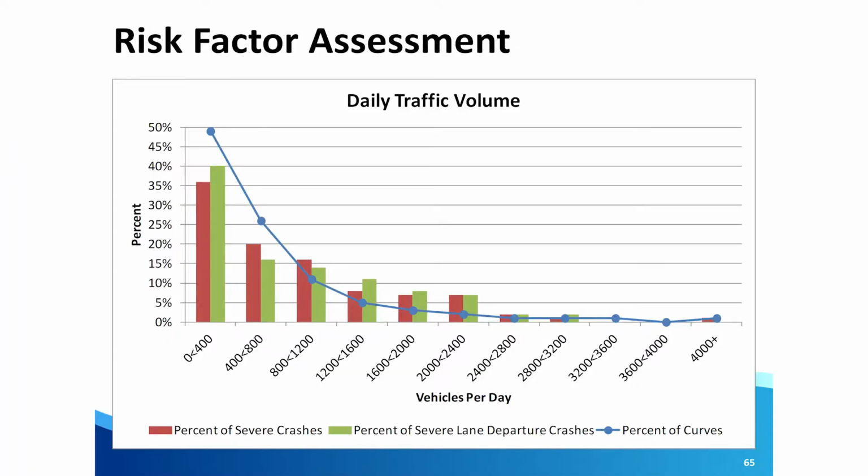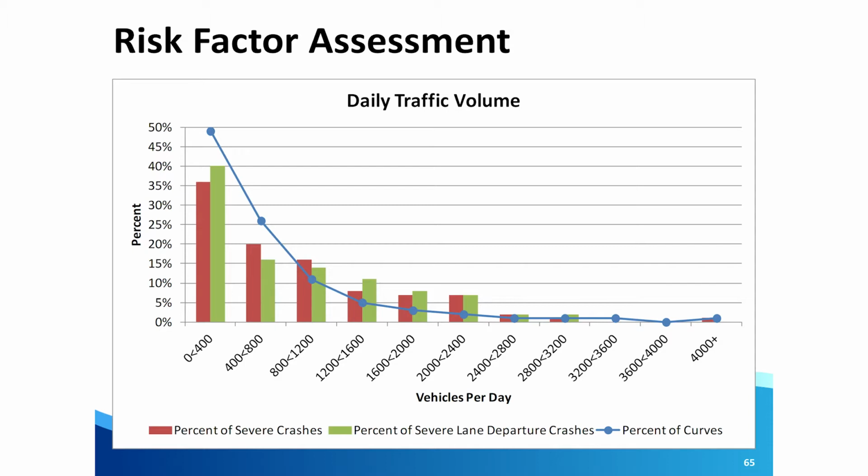So we've seen some of these already, but this is really where we want to get into this risk factor assessment and figure out which ranges are actually presenting some elevated risk. In this case, the blue line again represents the proportion of our network with that factor present. So 10% of our locations have a traffic volume between 800 and 1,200 vehicles per day, but the severe lane departure crashes represent close to 15% of the crashes on those sites.